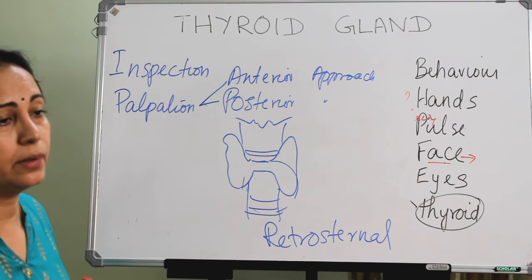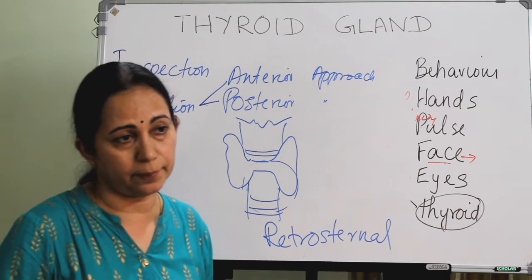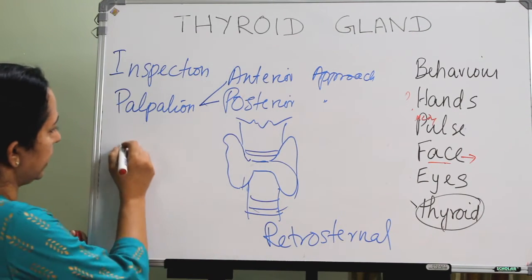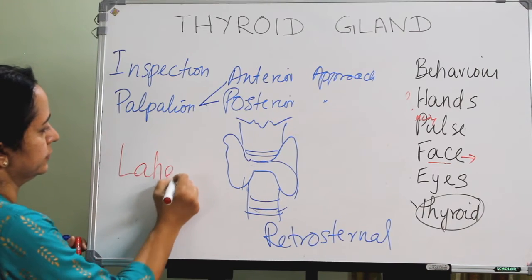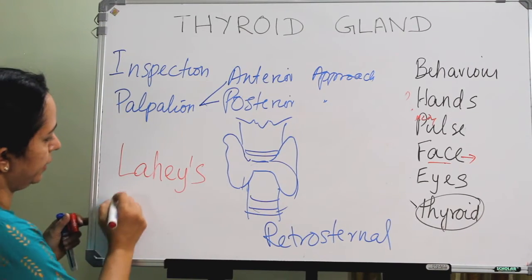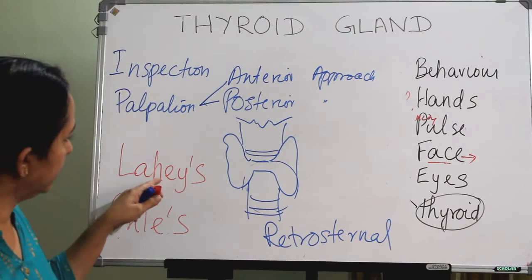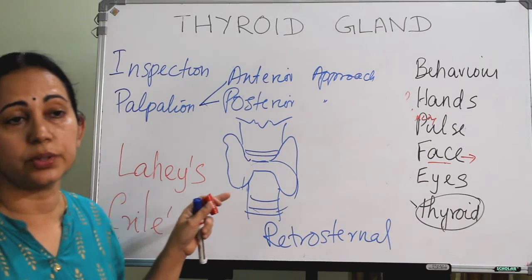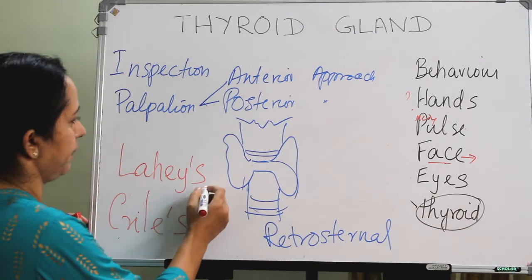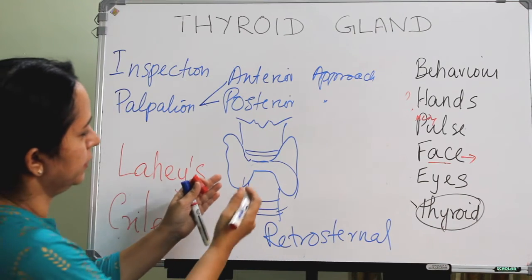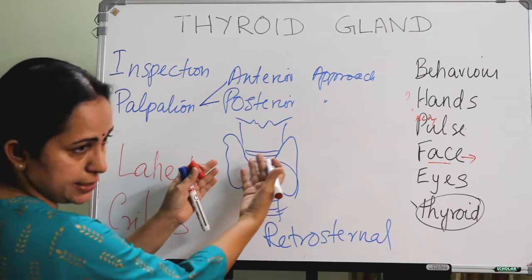There are two named methods in the anterior approach. One is Lahey's method and another one is Crile's method. Lahey's method is mainly for the posteromedial surface, the inner side.